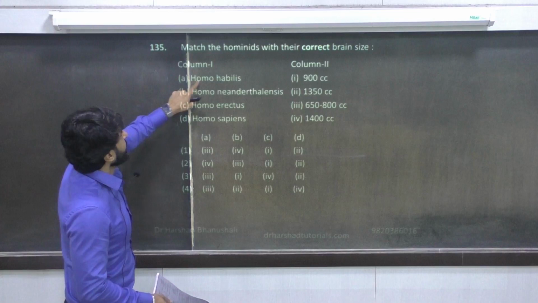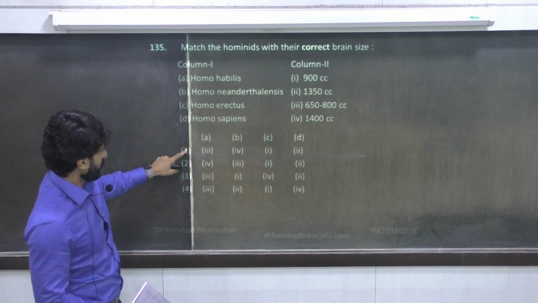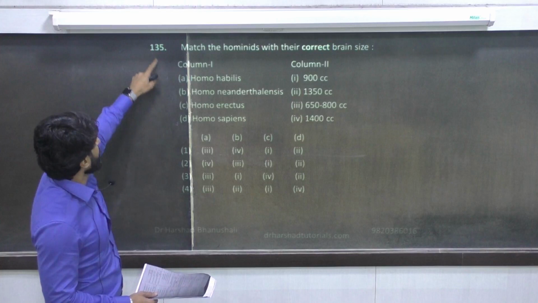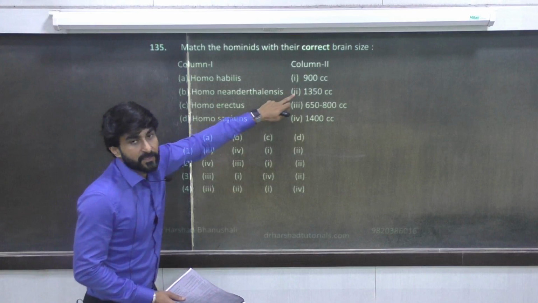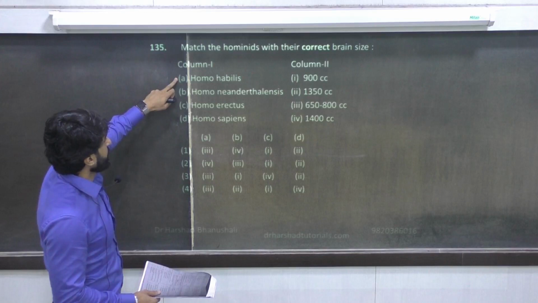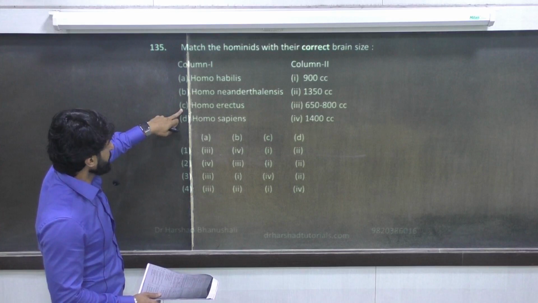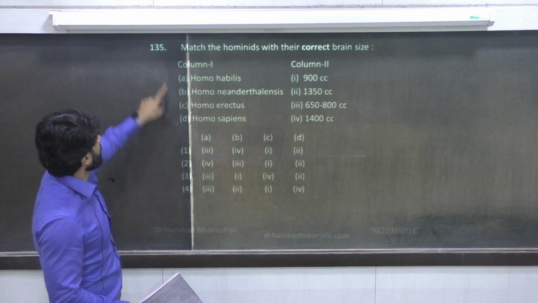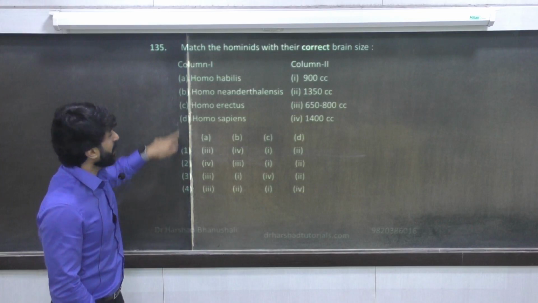A would be 3, B would be 4. So we have A 3, B 4. Yeah, this is our option here. Option number 1. Homo erectus is 900 cc, Homo sapiens is 1350 cc. So you have A 3, B 4, C, Homo erectus would be 1, and D would be 2. So this is our correct answer. That's statement number 1. Question number 135, the correct answer is option 1.